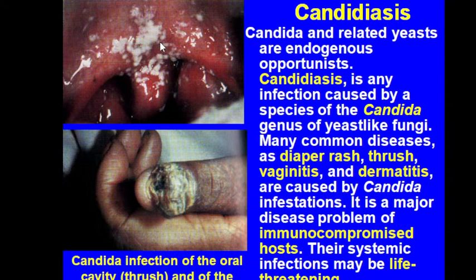So this is usually produced in immunocompromised hosts, and also quite often they may spread through the bloodstream and cause life-threatening disease, fatal disease.